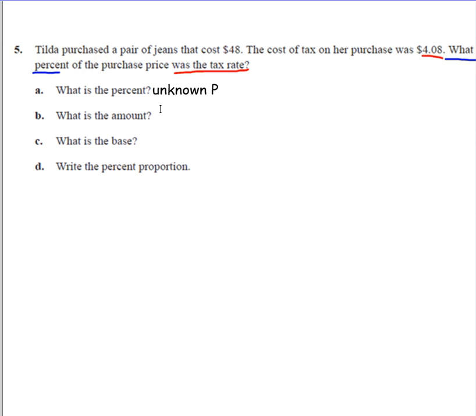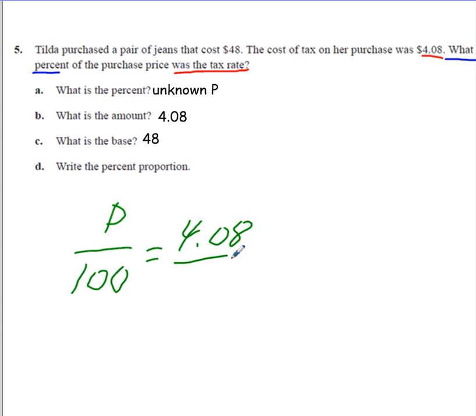So let's add our 4.08 for our amount. And so the base, it's based on the cost of the jeans. And so our base amount is 48. And so now we have all our pieces identified, so we can write our proportion, P over 100 is the same amount as 4.08 compared to 48.